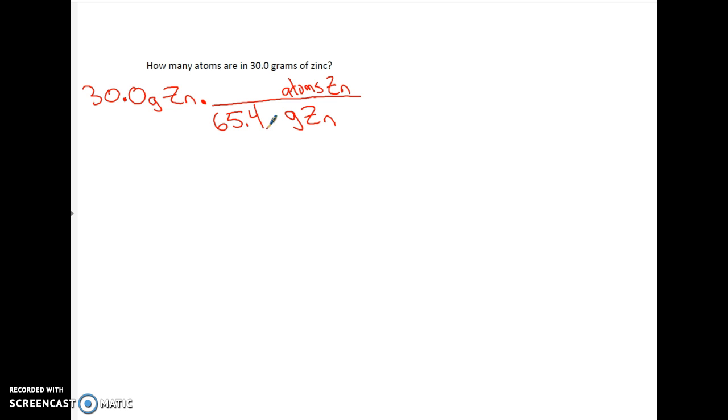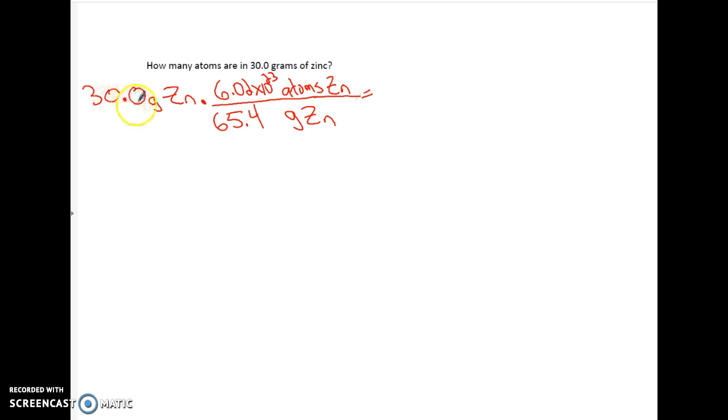So it's 65.4 grams of zinc, which is a mole. And now we need how many atoms are in a mole? 6.02 times 10 to the 23rd. Remember, these things are an equality. The numbers are very, very different because the units are very different. But if you have 1 mole of zinc, you have 65.4 grams of it, and you also have 6.02 times 10 to the 23rd atoms.